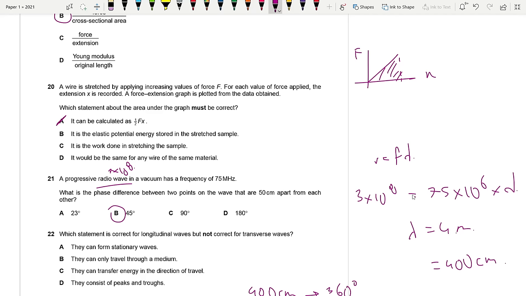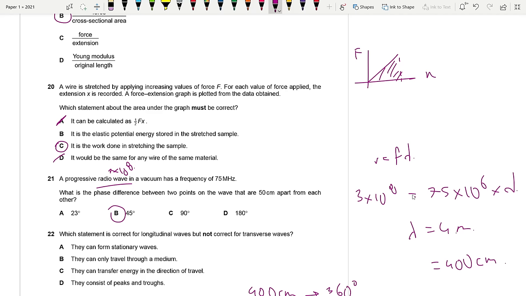For B, it is the elastic potential energy stored in the stretched sample. Okay. C is the work done in stretching the sample. D would be the same for any wire of the same material, which is clearly wrong. So between B and C, what's the correct answer? I'll tell you why C is the best answer. Basically, it's the work done in stretching the sample.